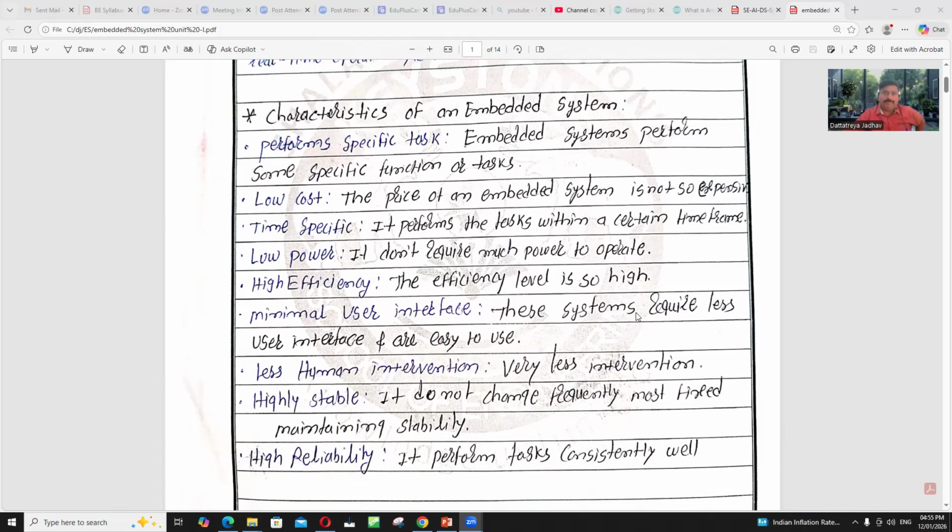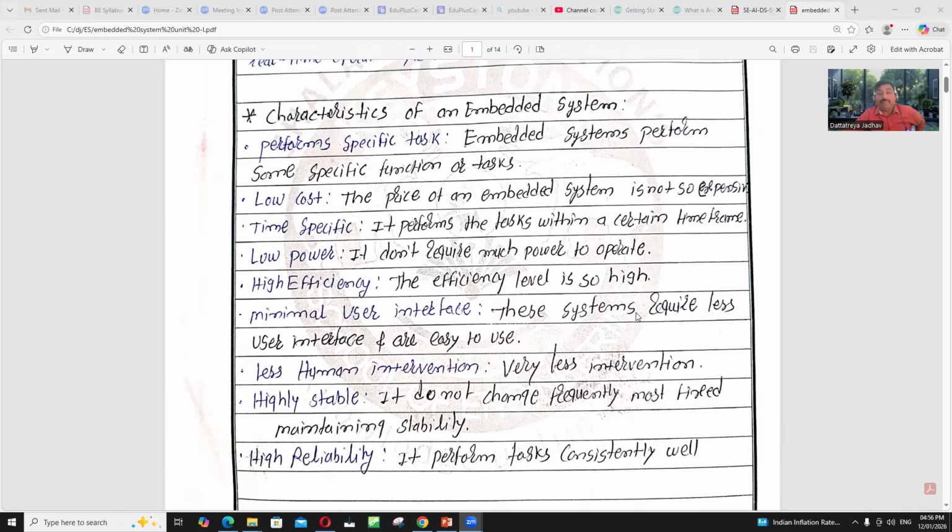Next is low power. It does not require much power to operate. With a very small amount of power, it can work properly and efficiently. Because of low power, it can be utilized anywhere. With a battery supply, it can operate with a minimum number of volts, like 5 volt or 3 volt, which is possible. So many applications work with low power consumption, right? High efficiency will be important. The efficiency level is so high.